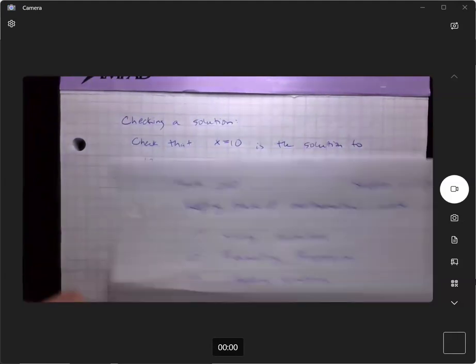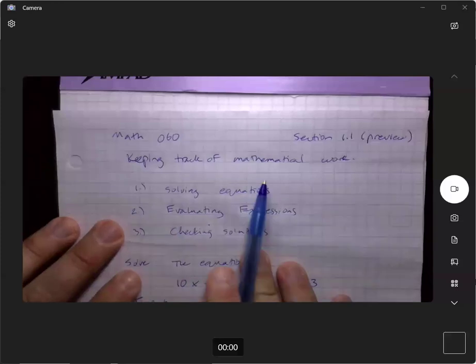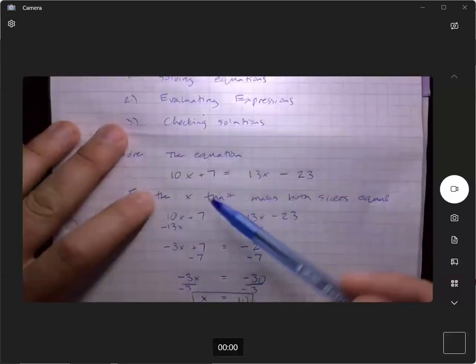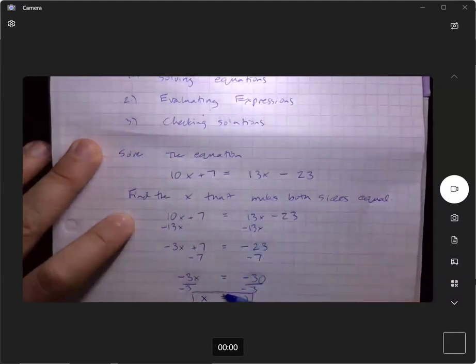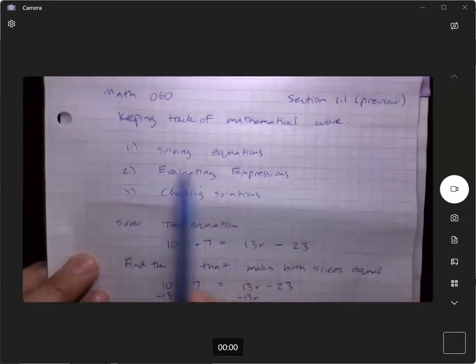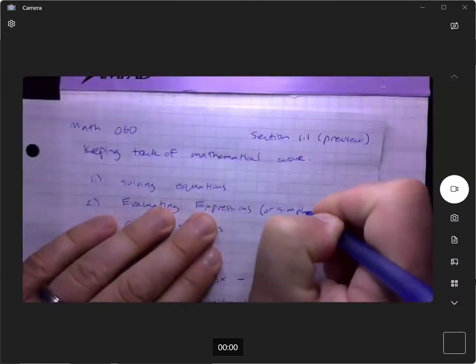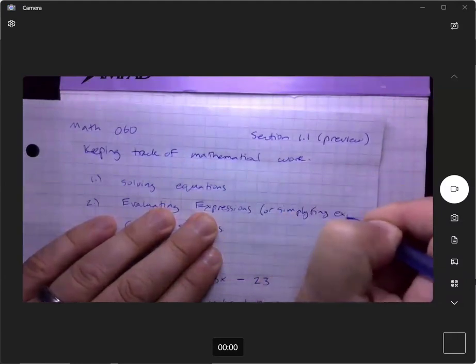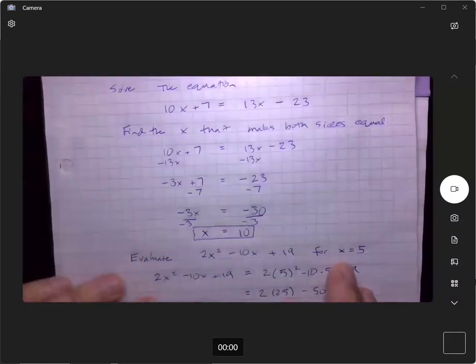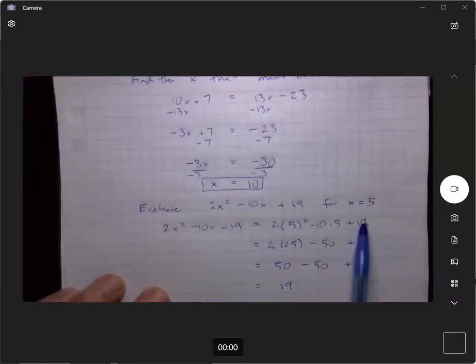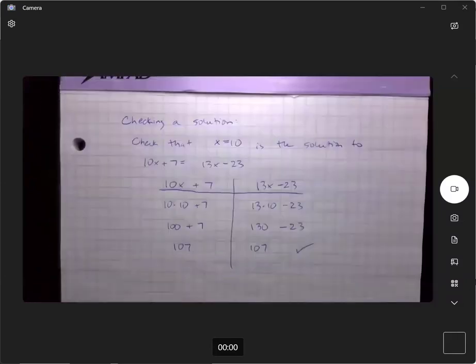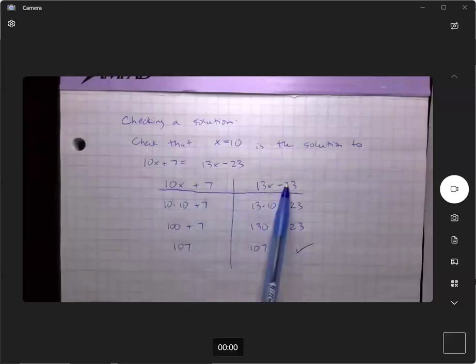So quick recap, keeping track of our mathematical work when we solve equations: work your way down with the equal sign in the middle. When we're evaluating or simplifying expressions, then we start on the left and do all our work on the right with the equal sign vertical again. And when we're checking solutions, we set it up in kind of a table and work each side down until we see that they are equal, or maybe that they aren't equal.